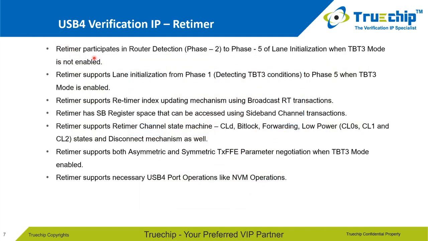The retimer participates in the lane initialization process starting from phase 2 to phase 5 when TBT3 is not enabled, or phase 1 to phase 5 when TBT3 is enabled. The number of retimers in a channel is notified by updating indexes in a broadcast RT transaction. Sideband transactions are used to access the SB register space. It supports the retimer state machines, CLD bit lock, forwarding, low power, and disconnect mechanism as well. Port operations can also be performed on the retimer.